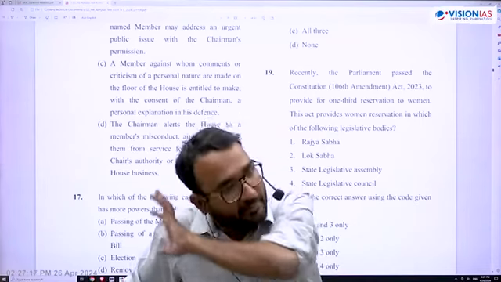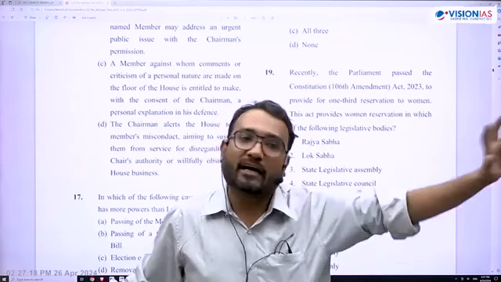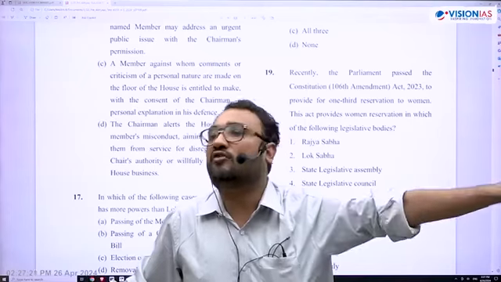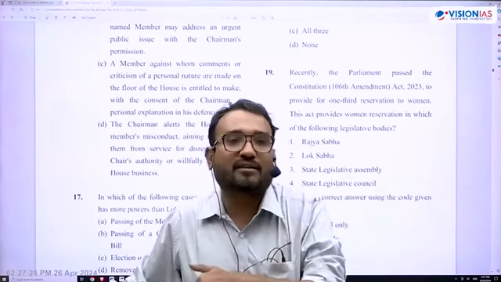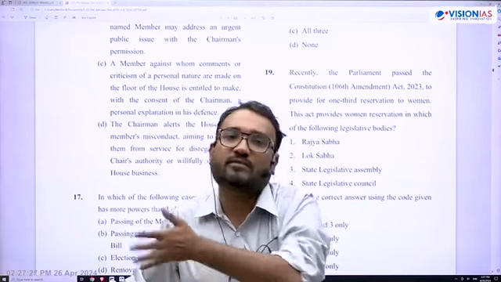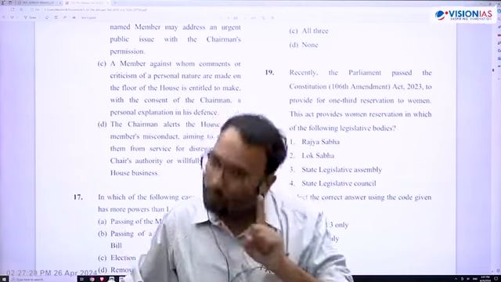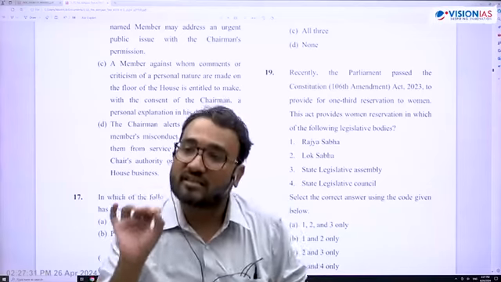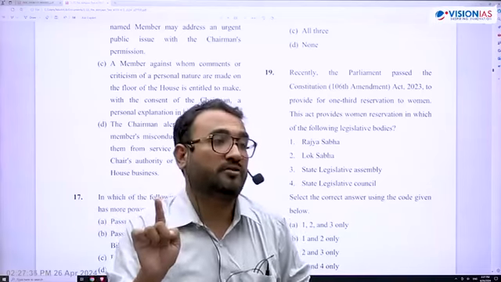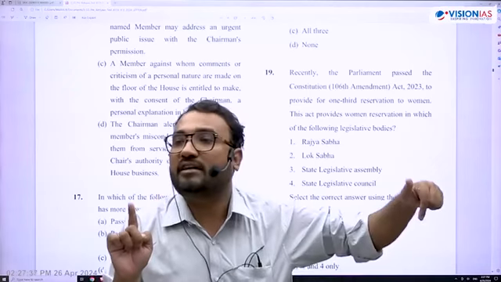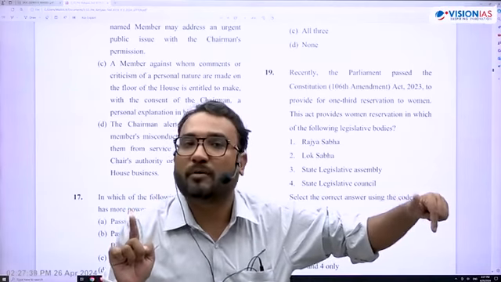There is a fundamental distinction between all these. Under Article 15 and 16, years are not written, such as 10 years. In Article 334, the reservation under 330 and 332 was for 10 years, which has been extended every 10 years. And the most important thing, under Article 330 and 332, reservation is given as per their population. In Article 15 and 16, reservation is not given as per their population.